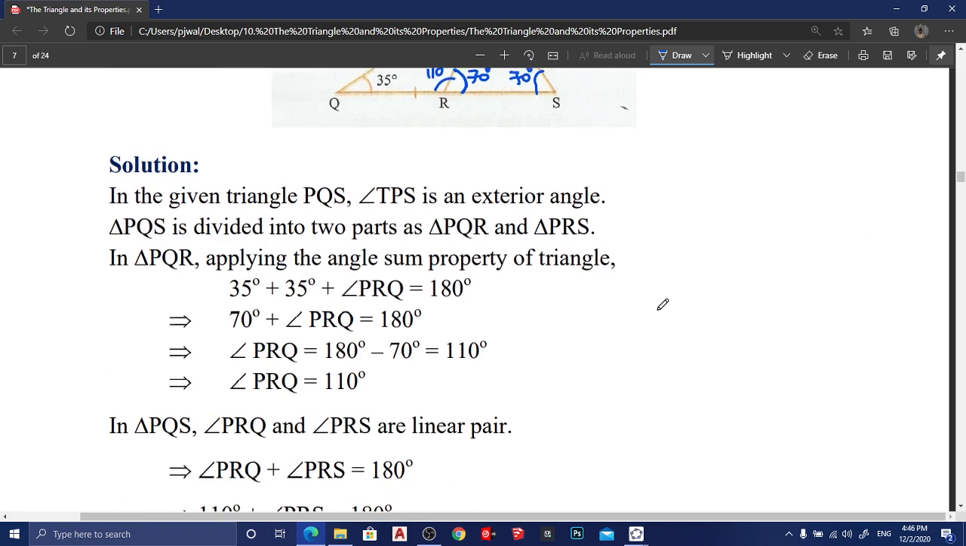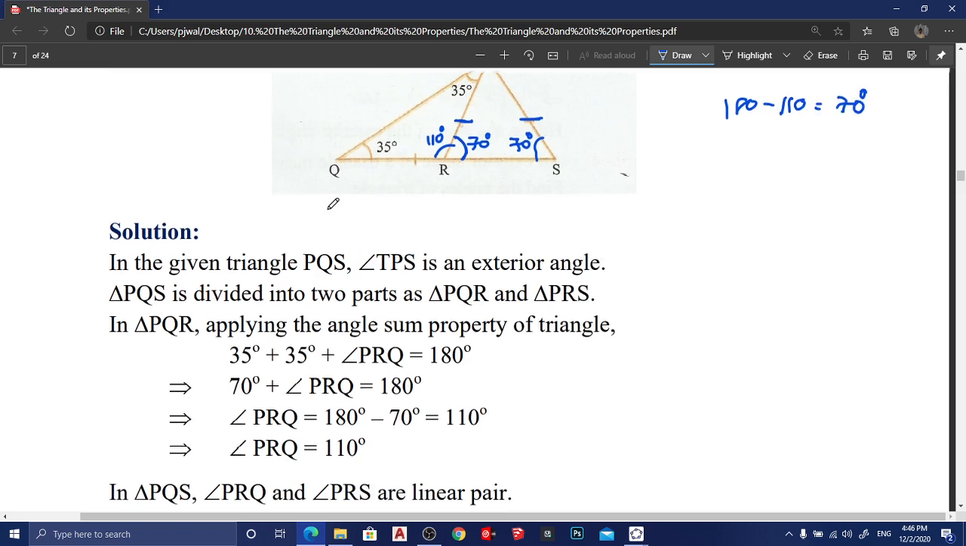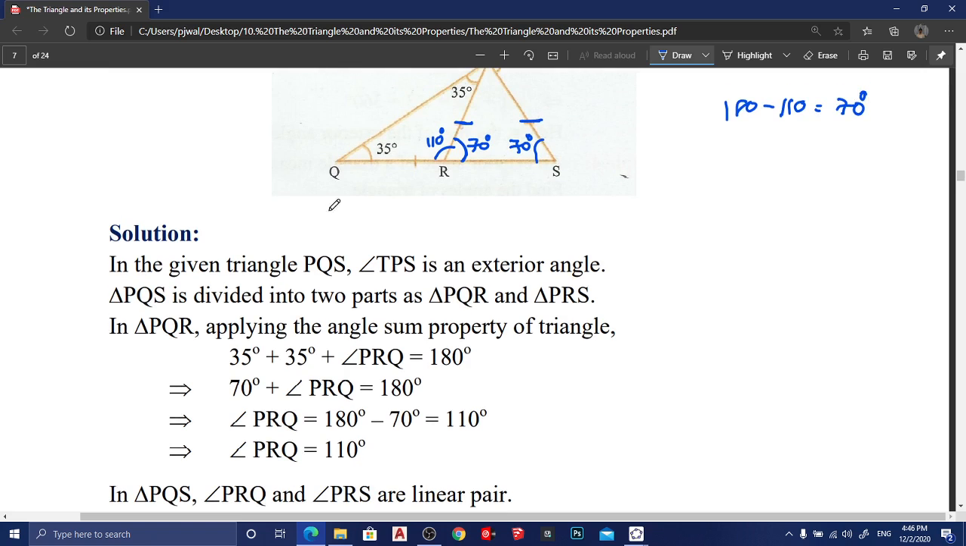Like that, how to solve this problem, I will explain step by step. In the given triangle PQS, angle TPS is an exterior angle.